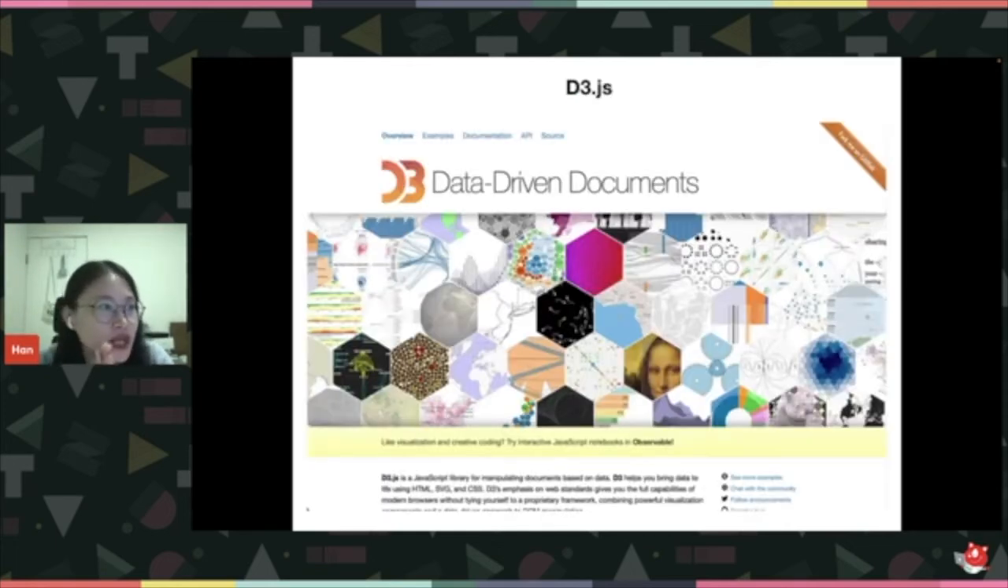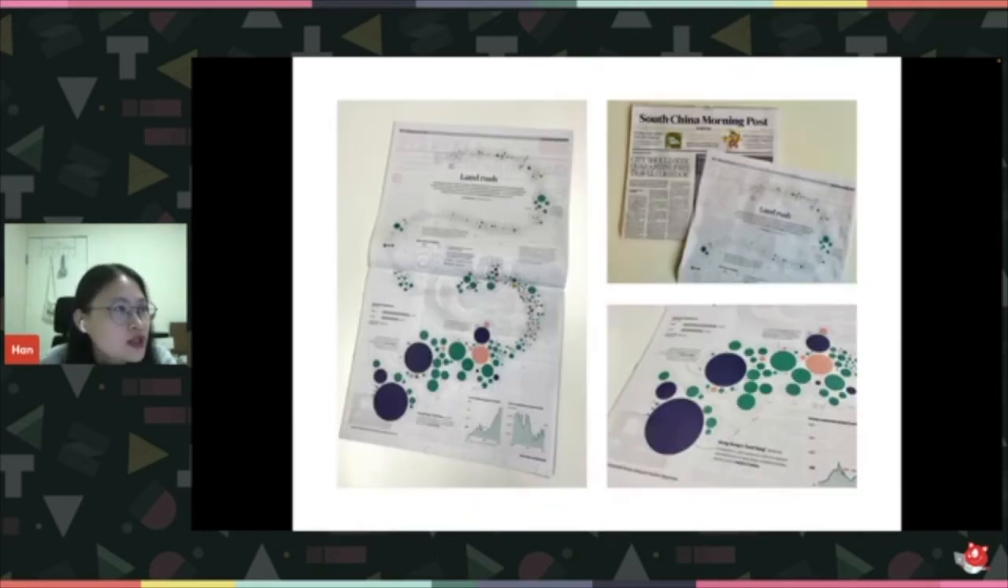I think a lot of you might not be unfamiliar with this library. It is one of the most important JavaScript libraries that people use to create data visualizations. It has a lot of chart types and is super interesting and easy to create graphics with. And this is one of the examples, a back page I created with it.